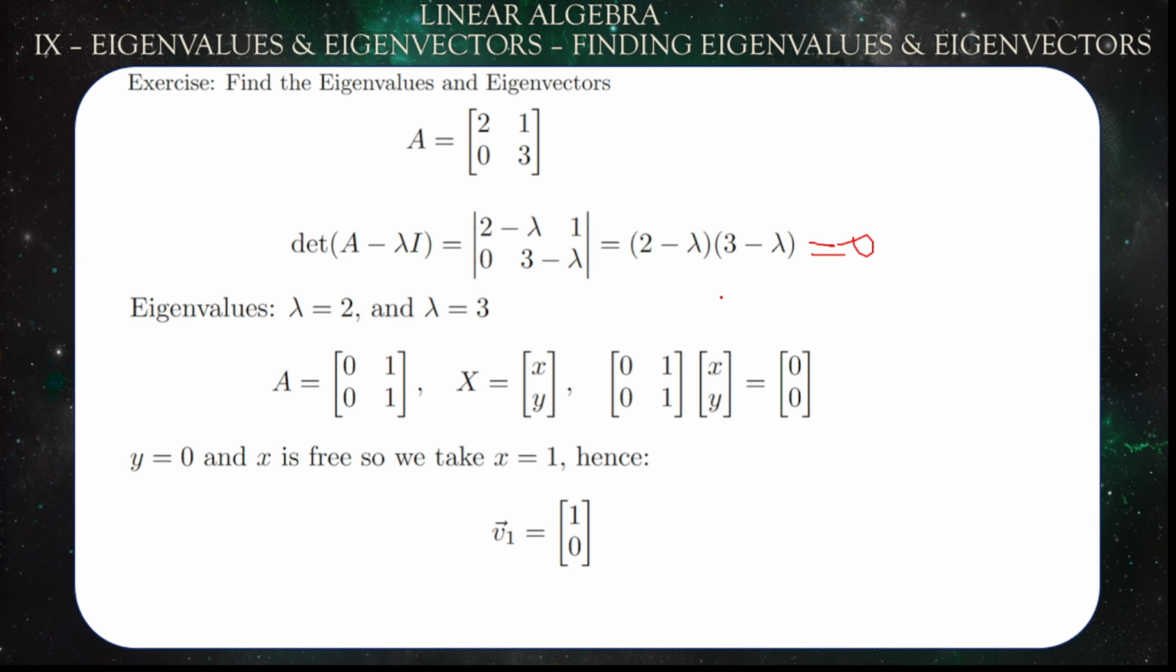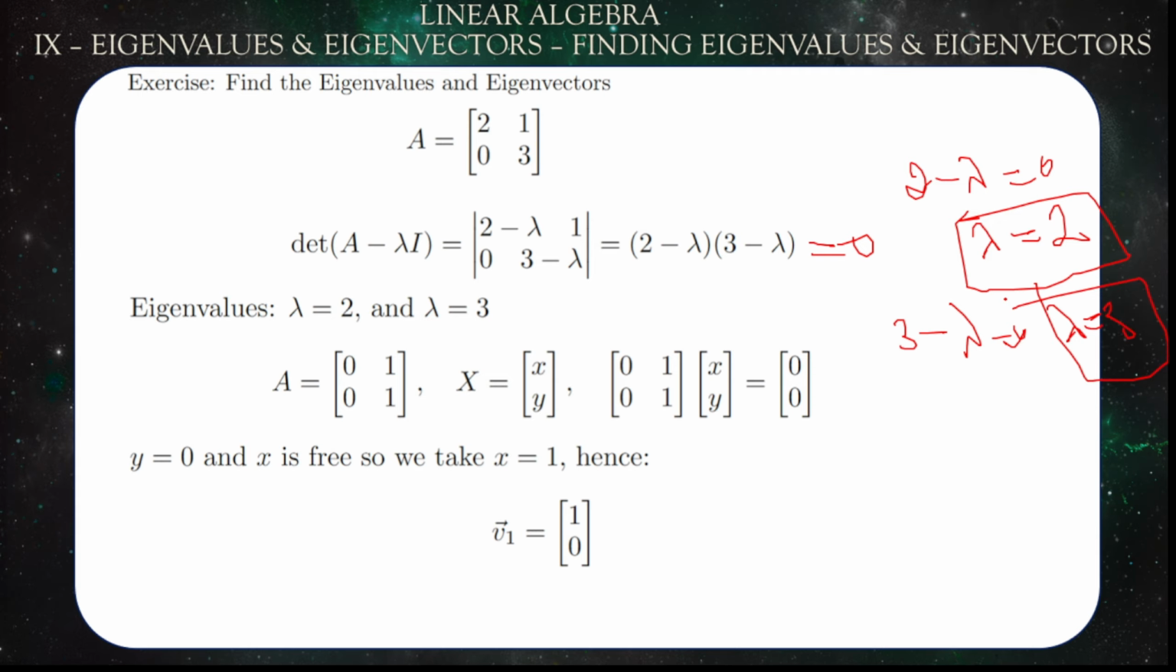So 2 minus lambda is equal to 0, then lambda equal 2, that's the first eigenvalue, and 3 minus lambda equals 0, so lambda equal 3. That would be the second eigenvalue. So lambda equal 2, lambda equal 3. Let us evaluate the eigenvectors for each lambda.